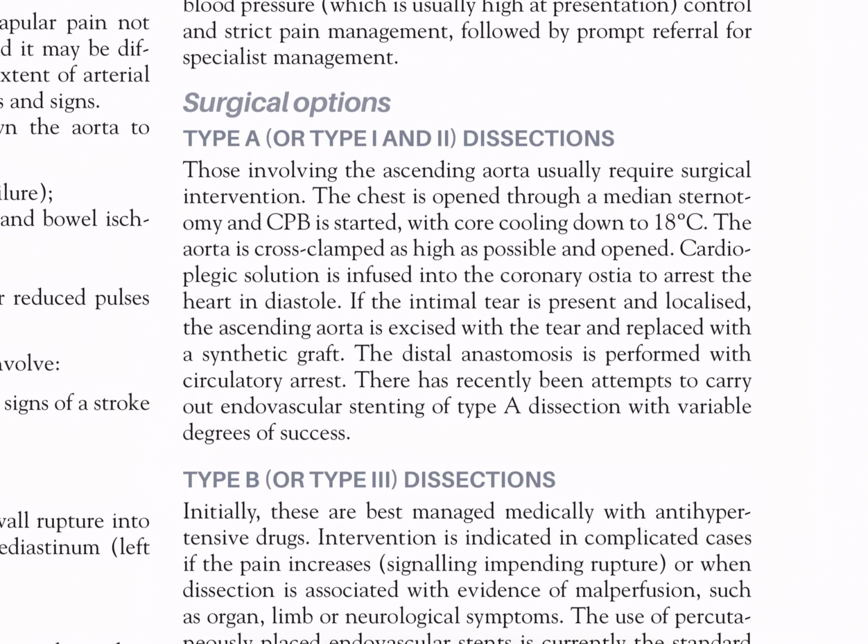The chest is opened through a median sternotomy and cardiopulmonary bypass is started, with core cooling down to 18 degrees Celsius. The aorta is cross-clamped as high as possible and opened. Cardioplegic solution is infused in the coronary ostia to arrest the heart in diastole. If the intimal tear is present and localized, the ascending aorta is excised with the tear and replaced with a synthetic graft. The distal anastomosis is performed with circulatory arrest. There has recently been attempts to carry out endovascular stenting of type A dissection with variable degrees of success.